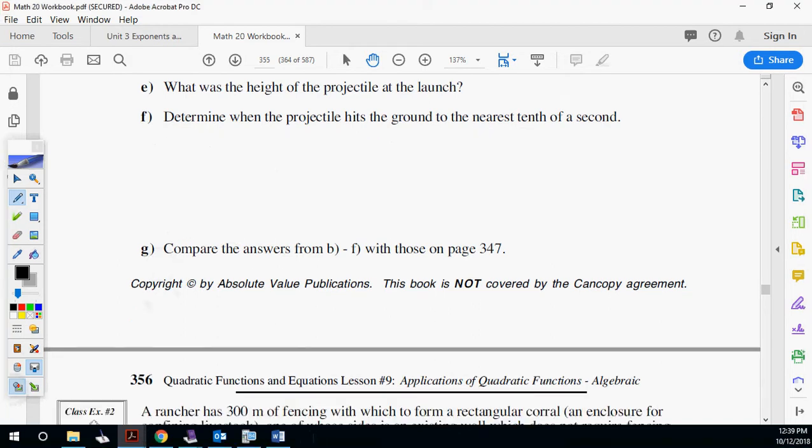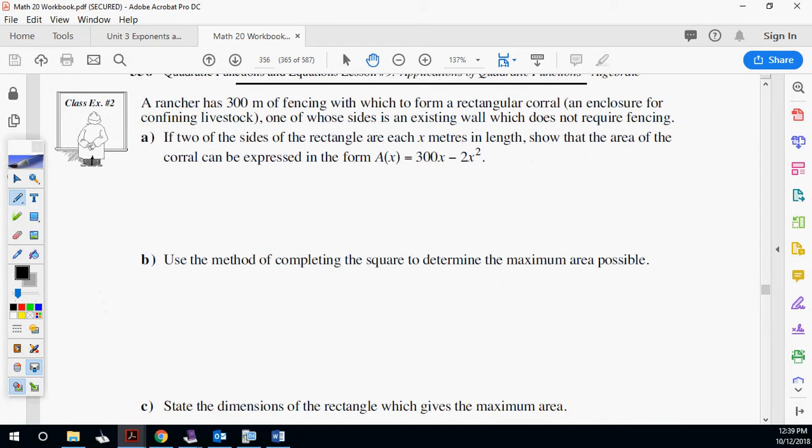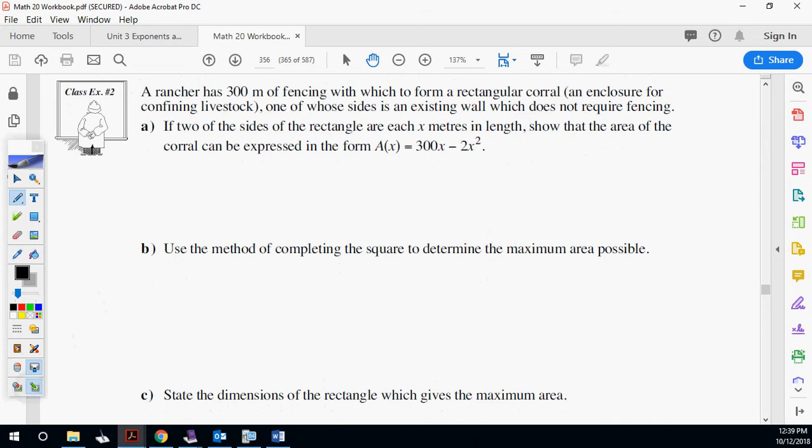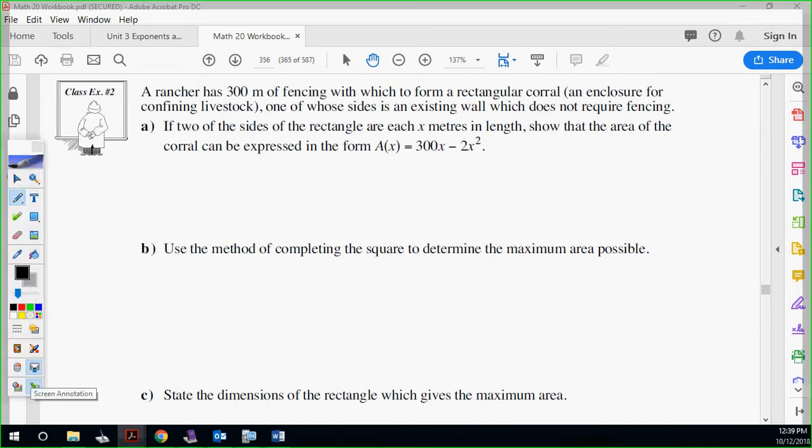Okay. All right, we've got this page, and then the last page we're going to skim through a little bit because we're not going to talk about it too much. This is a common problem people struggle with. It's the box problem where you have 300 meters of fencing with which to form a rectangular corral, enclosed confining livestock. So you're making a fence. One of those sides is an existing wall, so we're not using one of the lengths, which does not require fencing. If two sides of the rectangle are x meters in length, the area of the corral can be expressed as area equals 300x minus 2x squared. Show that the area could be that. So we're trying to show where this came from.